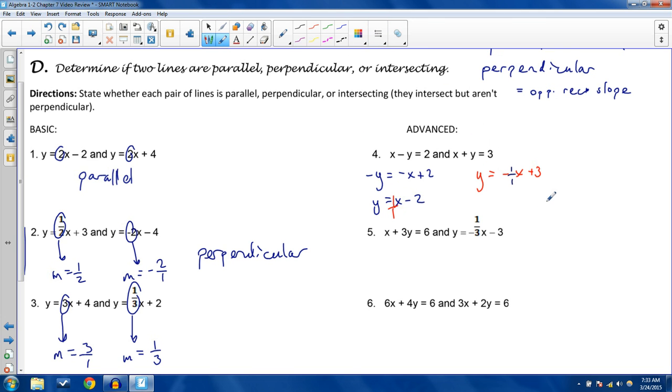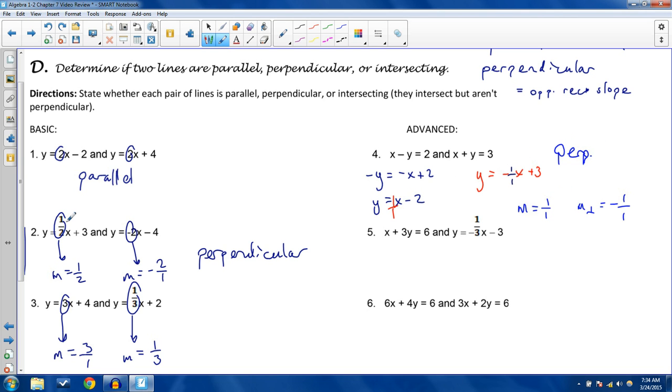So I have two slopes here, positive 1 over 1, negative 1 over 1. Are those opposite reciprocals of each other? Well, opposite, change the sign, reciprocal, flip these. Yeah, 1 and 1, they flip, they'll still be the same, but yeah, these are perpendicular.